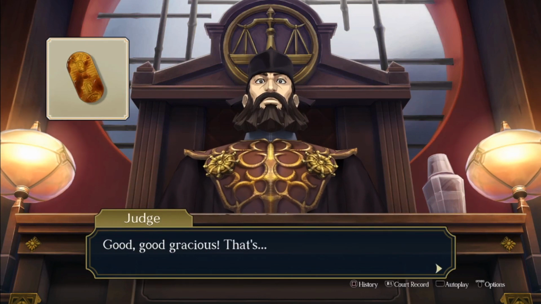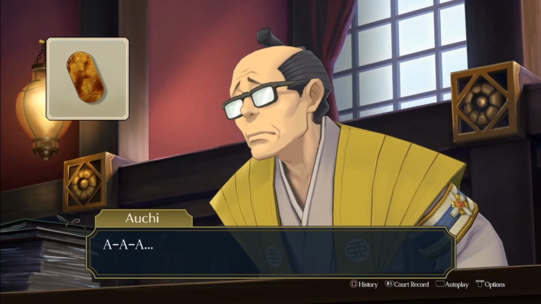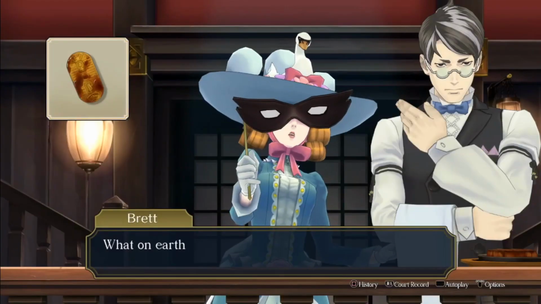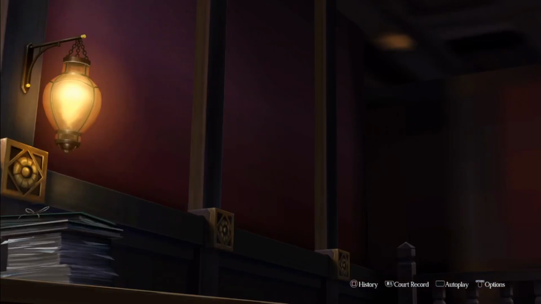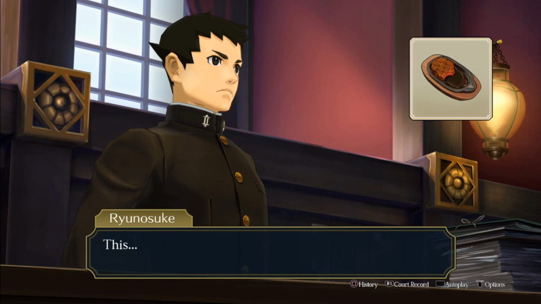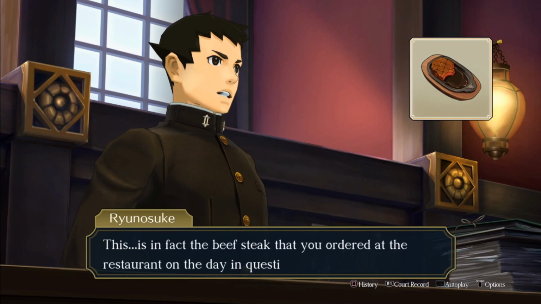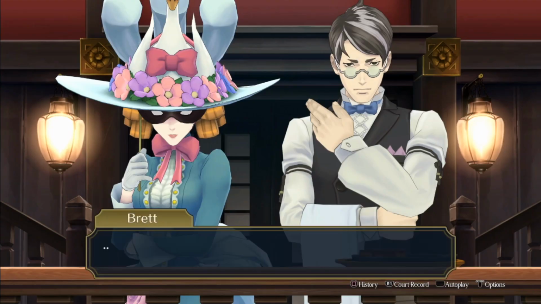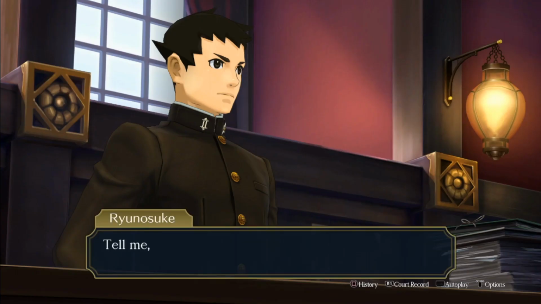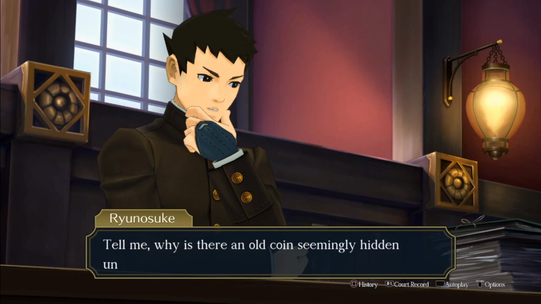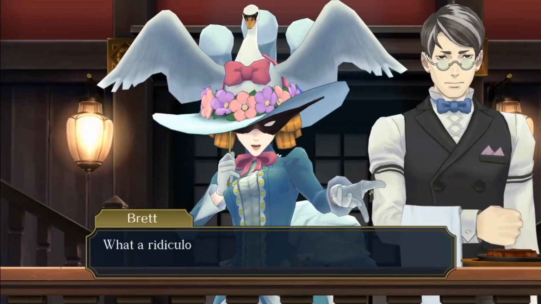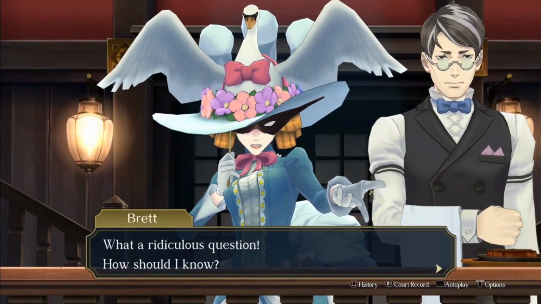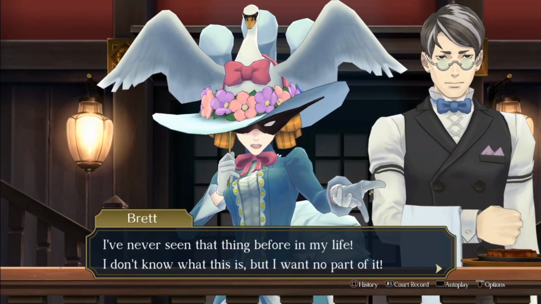Good gracious. That's... Koban? What on earth? Miss Brett, this is in fact the beef steak that you ordered at the restaurant on the day in question, is it? I don't think it is. Tell me, why is there an old coin seemingly hidden underneath the meat? What a ridiculous question. How should I know? I've never seen that thing before in my life. I don't know what this is, but I want no part of it.